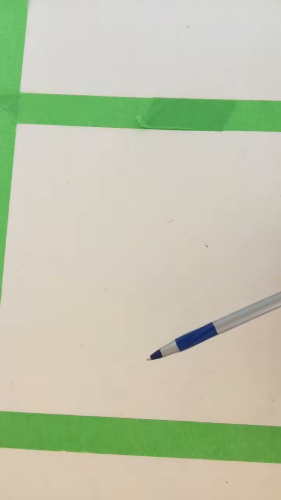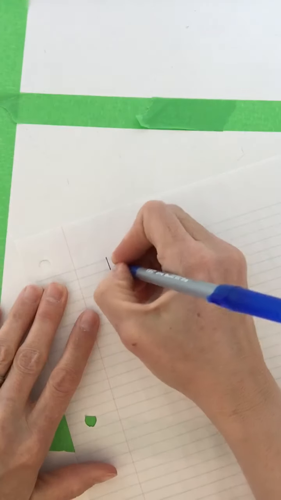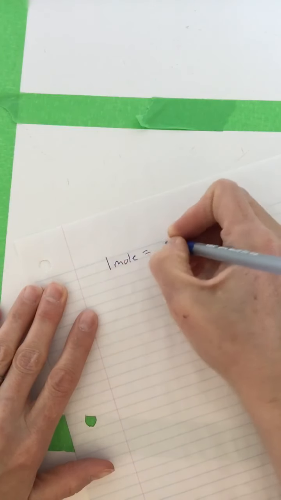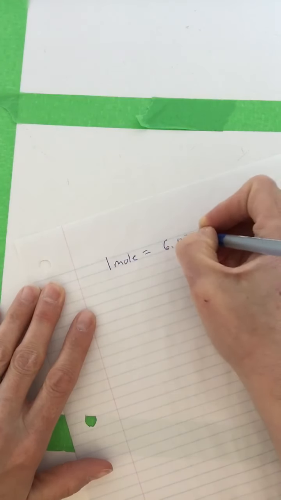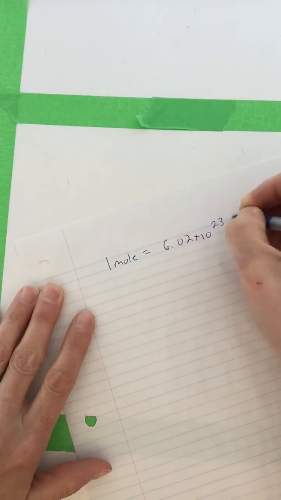I'm going to write that down. I'm going to have a little cheat sheet. And I'm going to show you guys some conversion factors. That's what we call them. 1 mole is equal to 6.02 times 10 to the 23 atoms.